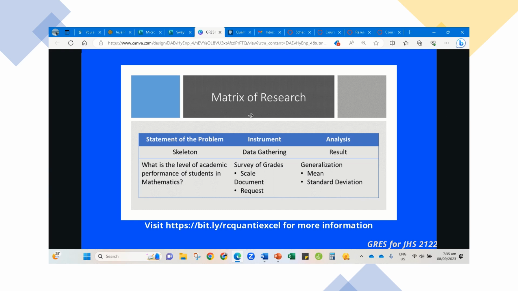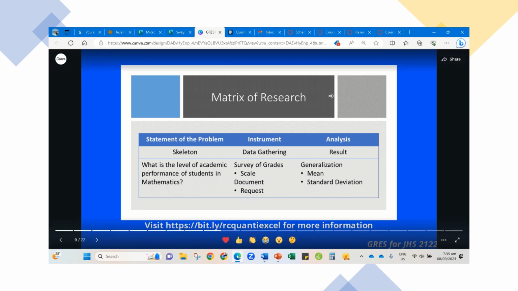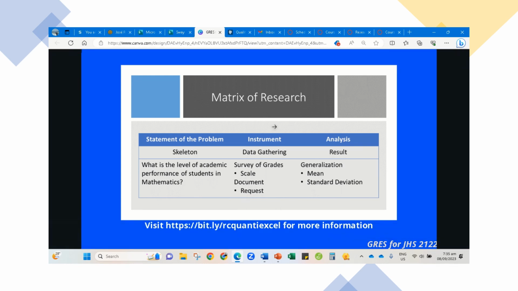Here is something I would like to share. A matrix of research. There should be a skeleton, a data gathering procedure and analysis. You can use this bit.ly RC Quanti Excel for more details about this one.